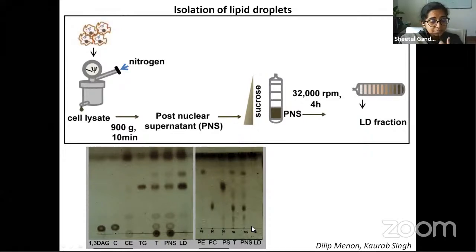Secondly, these compartments, as I mentioned, have a monolayer of phospholipids, and the ratio of phospholipid to triglyceride is much lower in comparison to the ER membrane. And clearly, we actually see a depletion of phospholipids in this organelle fraction. So that's one way of ascertaining that the lipid droplet fraction that we're isolating is actually quite pure.